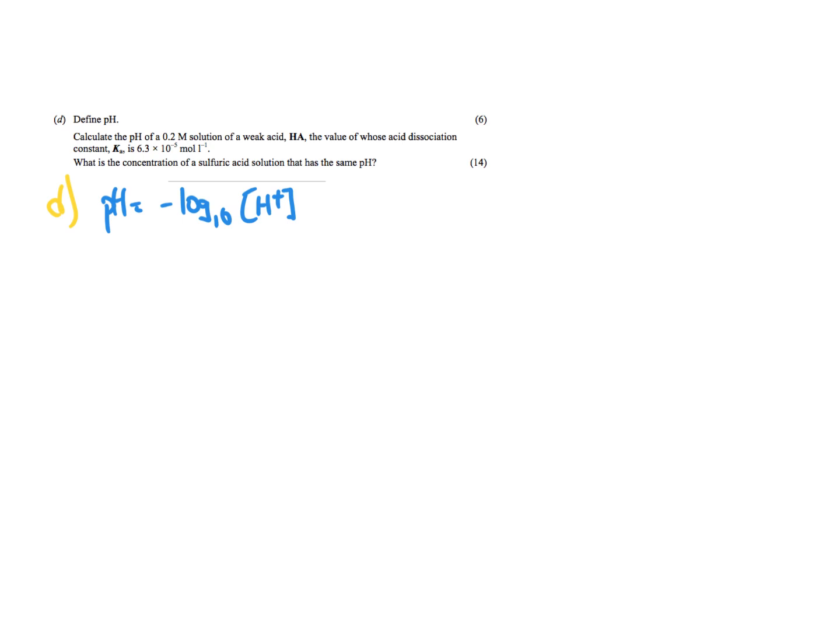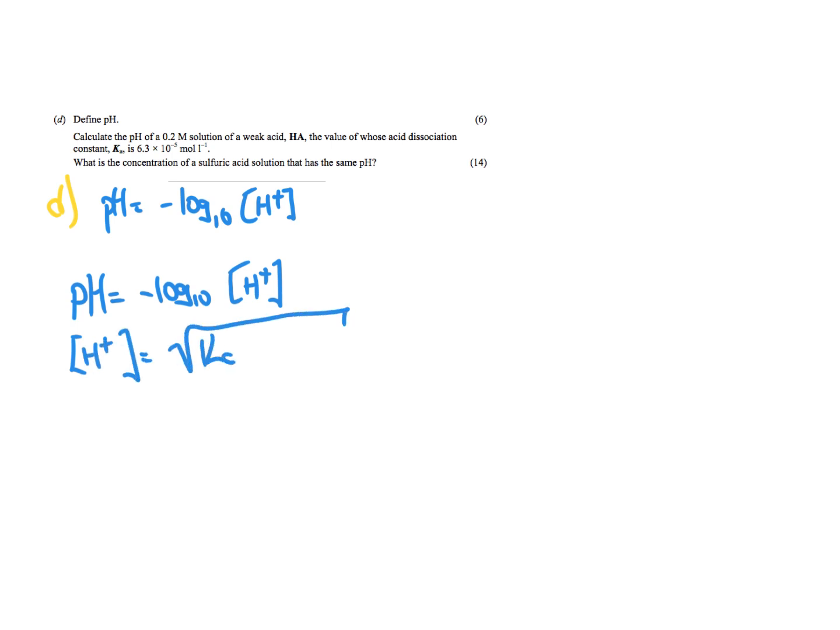The next part of the question asks you to calculate the pH of a 0.2 molar solution of a weak acid, HA, the value of whose acid dissociation constant Ka is 6.3 by 10 to the power minus 5. So we know that this is a weak acid, so we're going to be using 2 formulas. We're going to have pH equals minus log to the base 10 of the H plus ion concentration, and we're also going to be using the formula that the H plus ion concentration is equal to the square root of Ka times the molarity of your acid.